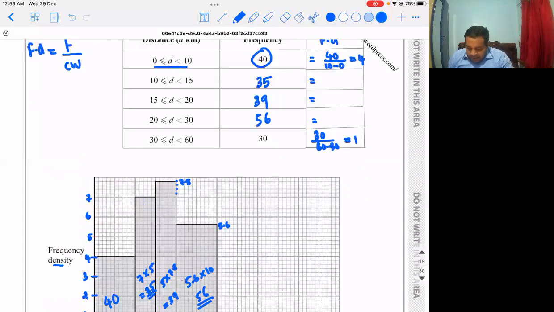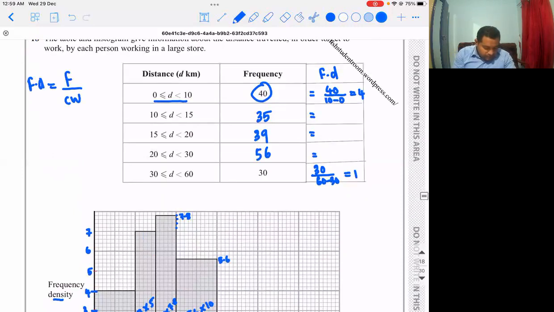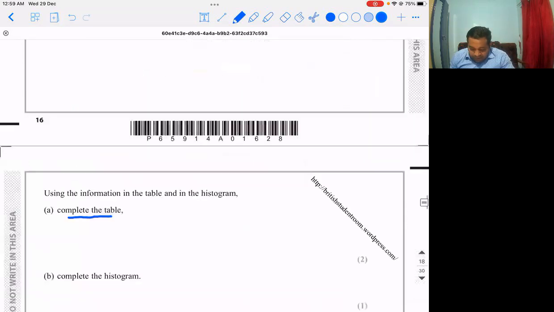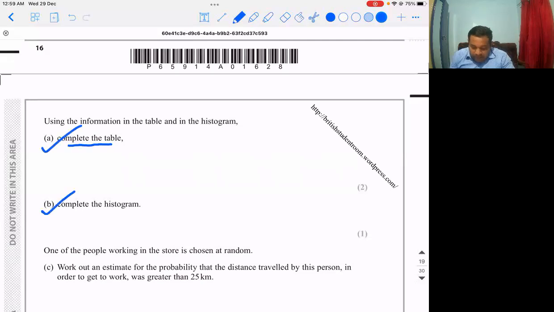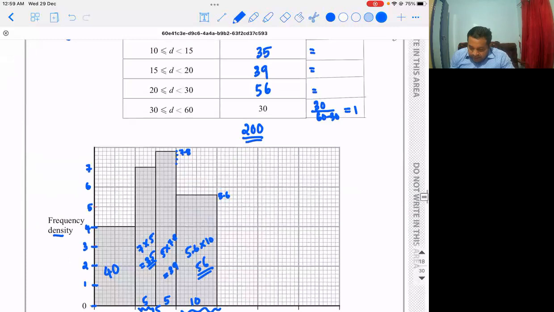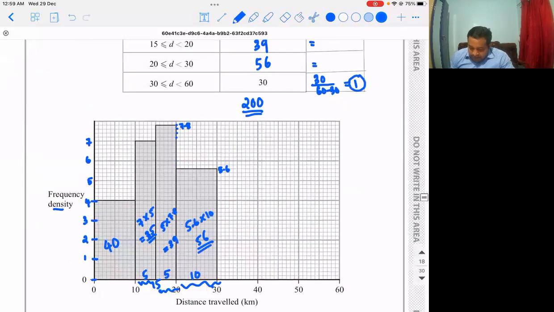And interestingly, if you are adding all this stuff, what is the final answer? Please check it. So 40 plus 35 plus 39 plus 56 plus 30. Please take your calculator and try to add this. This total is 200. So we completed this part, and then they're asking to complete the histogram. So what is the frequency density for 30 to 60? That is 1, right? So through 1, we have to draw a box called histogram. So this is the answer for the second part.